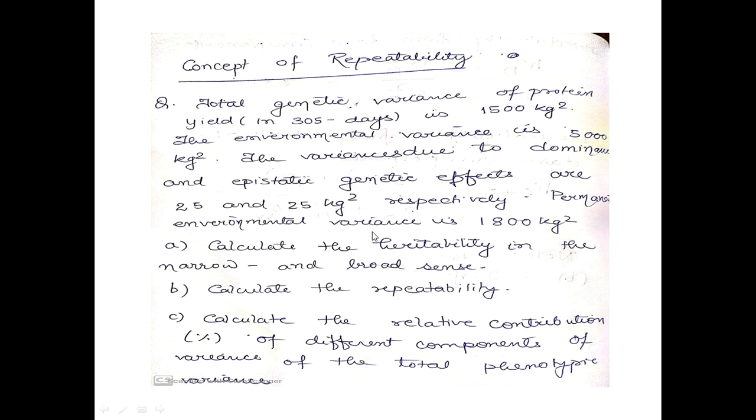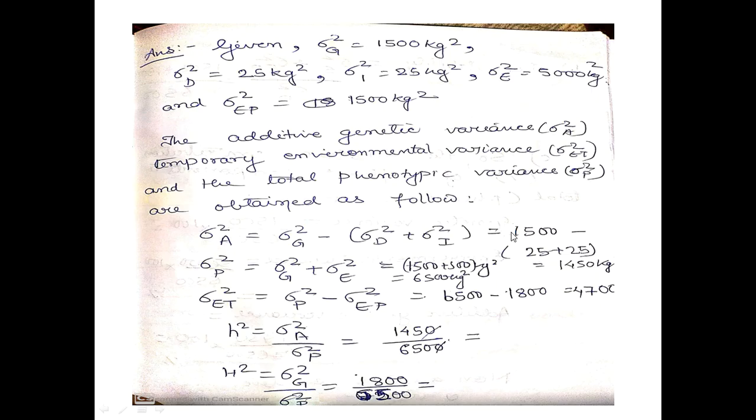We have already discussed heritability in broad and narrow sense, so I leave it on to you. Now, repeatability, or calculate the relative contribution percentage of different components of variance of total phenotypic variance. You see what is the information given over here? Sigma square G 1500, sigma square E 5000, sigma square D 25, sigma square I 25, and sigma square EP 1800. You have all the raw materials required.